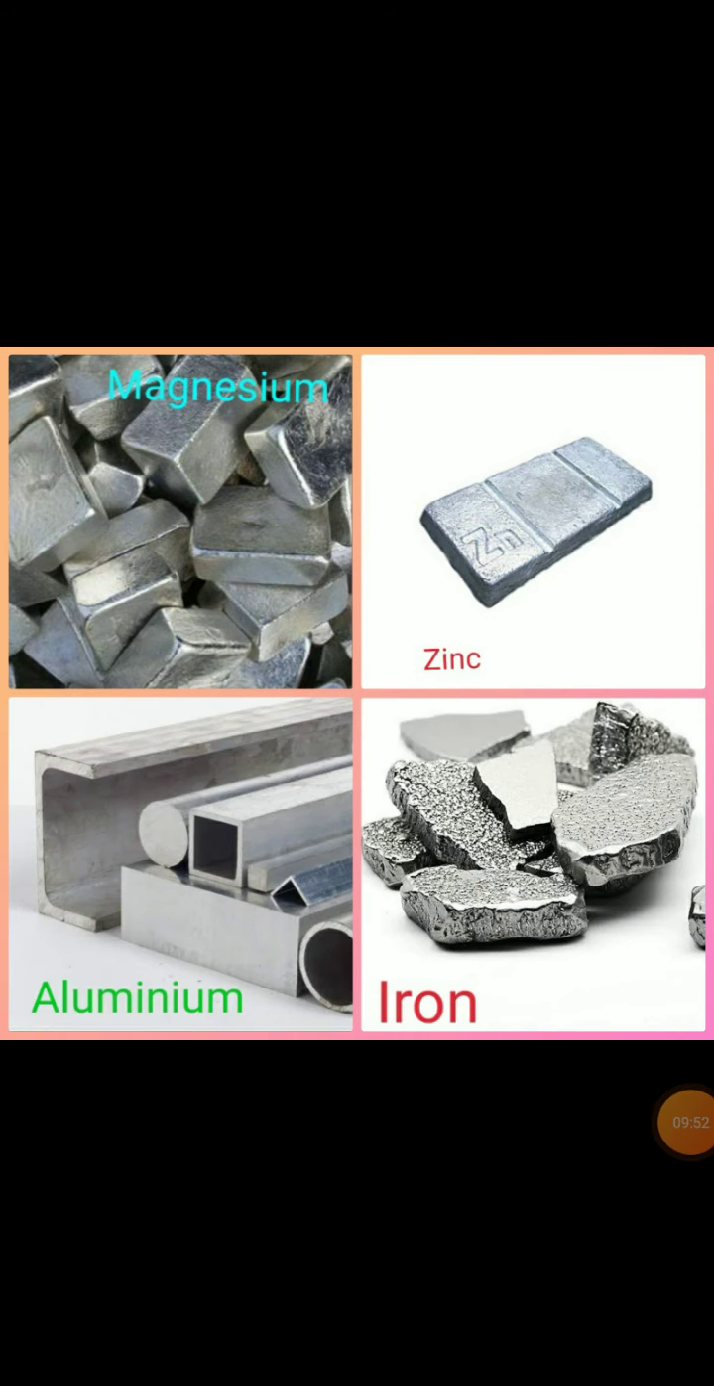So the reactivity will be in the order: magnesium, aluminium, zinc and iron. What is reactivity? It is the ability of metals to react with other substances. So, magnesium has the highest reactivity, then aluminium, then zinc, and then iron. So, this is the order of reactivity, in decreasing order.